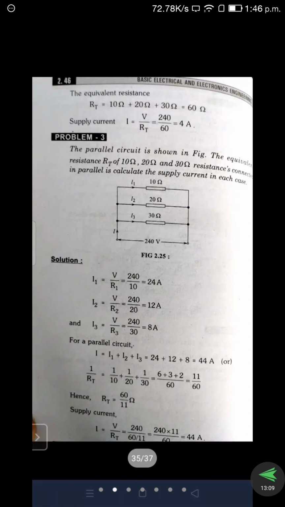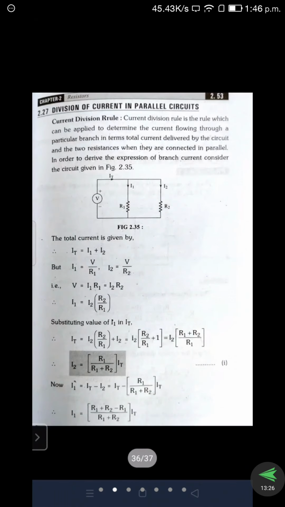In case of parallel connection, the current is divided. If you want to calculate total current, there are 2 methods we are using. Individual current calculations can be done, or directly we can simplify the circuit into a single equivalent circuit. Then we find out the current value. That is one of the methods we are using.